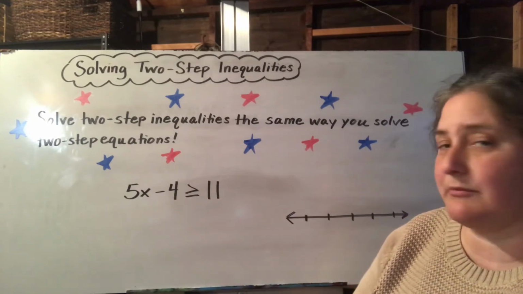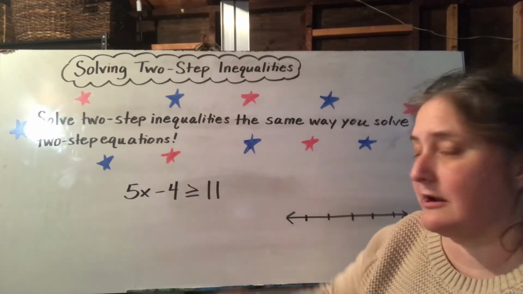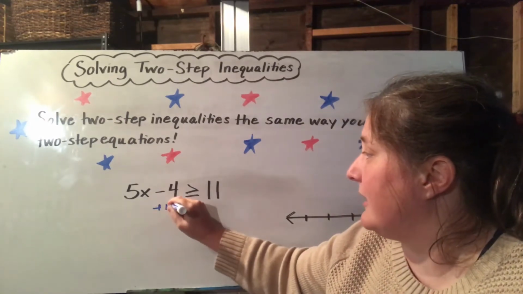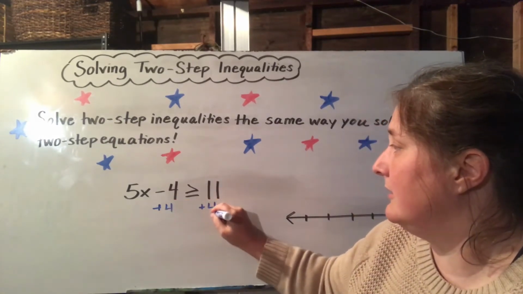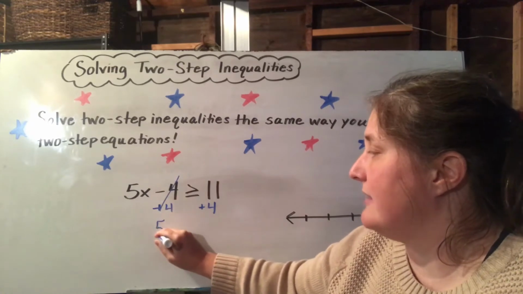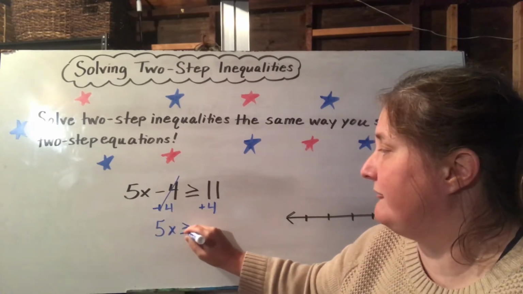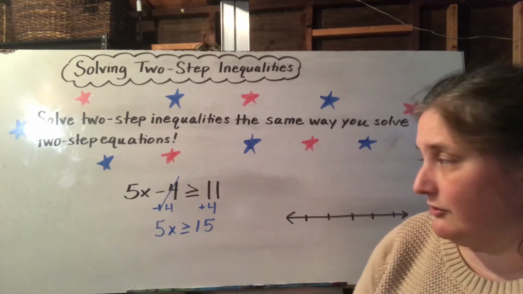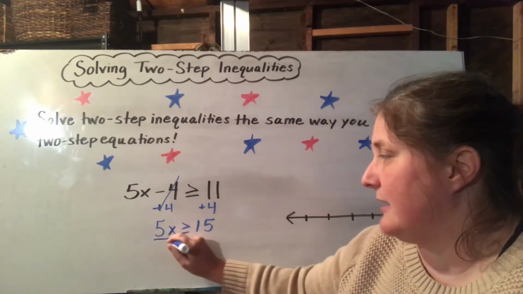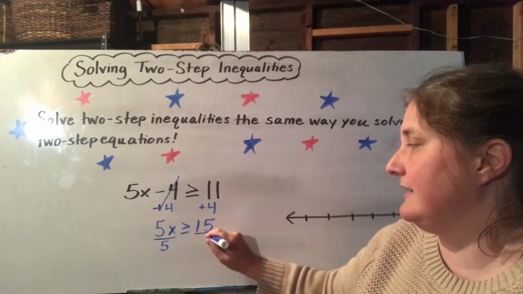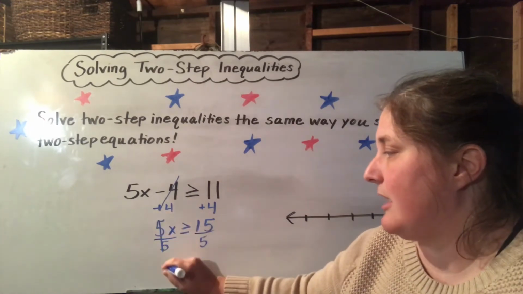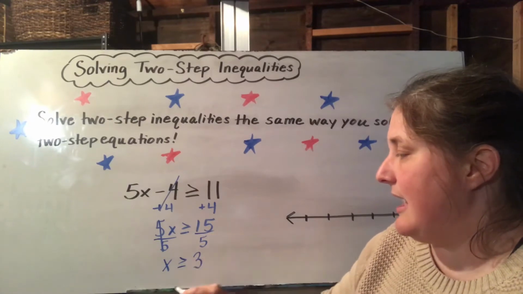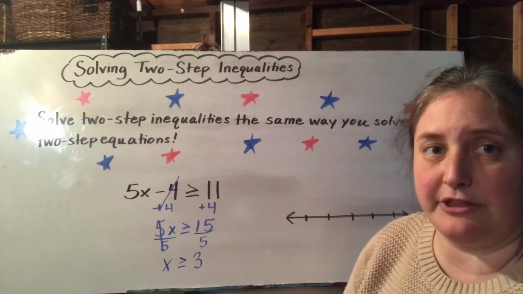The first thing I'm going to get rid of is the subtract 4, and I'm going to do the opposite to get rid of it. I'm going to add 4 to each side. So I now have 5x is greater than or equal to 15. The next thing I'm going to do to isolate my variable is divide both sides by 5. Since I'm dividing by a positive number, I don't have to reverse my sign. It's going to stay exactly the same. And I get x is greater than or equal to 3.